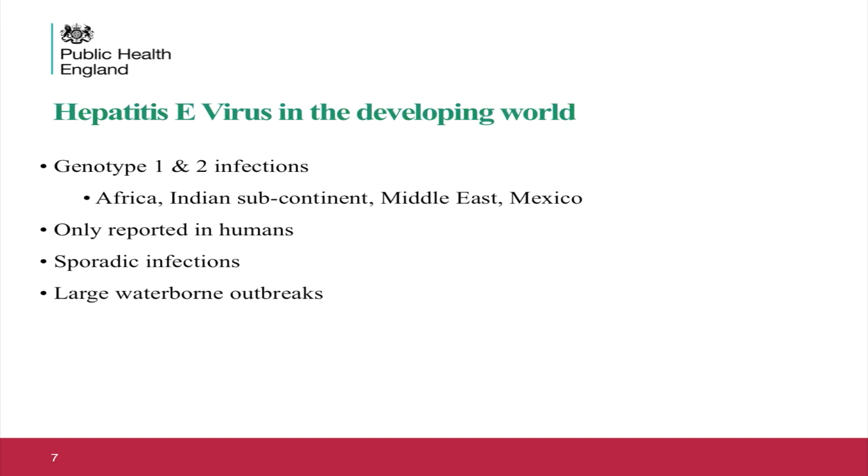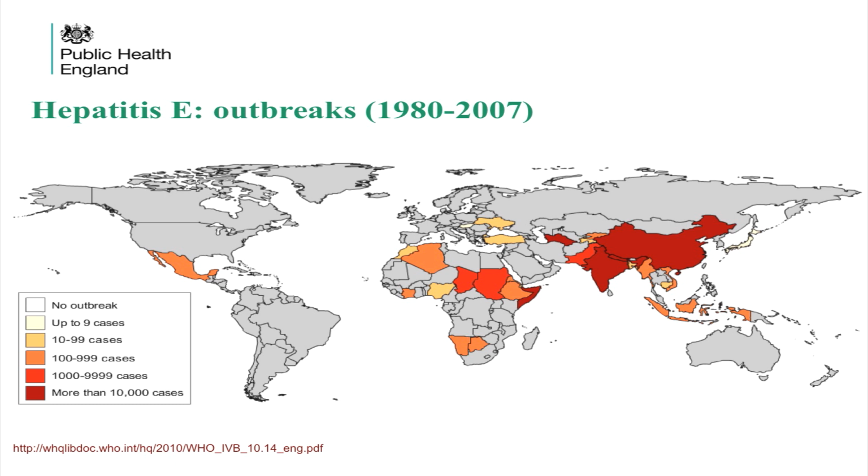So through the developing world, through Africa, the Indian subcontinent, the Middle East, and also Mexico, we have genotype 1 and 2 viruses that circulate, and they've only ever been reported in humans, never in any animals, just in humans. As well as causing sporadic infections, they are associated with these very, very large waterborne outbreaks. So this is a slide from the WHO website. It's a little bit out of date, but it really just demonstrates that when these outbreaks happen, they do affect many thousands of individuals, and even many tens of thousands of individuals, where we've seen outbreaks in India and also through China. And they can place a massive burden on these populations.